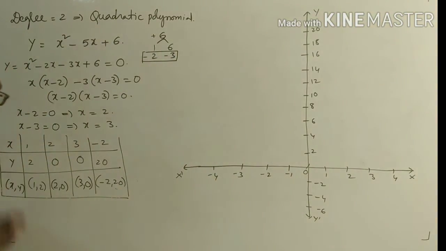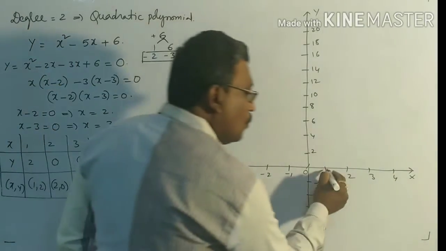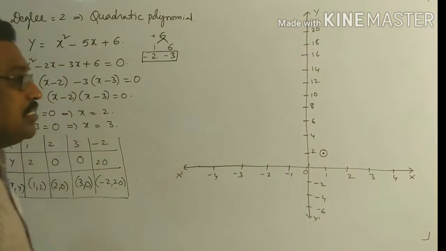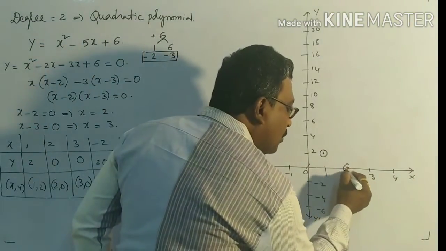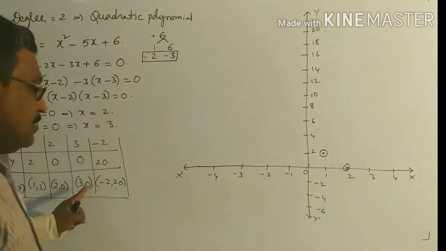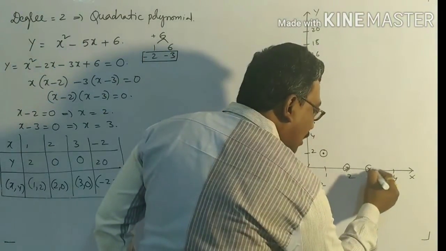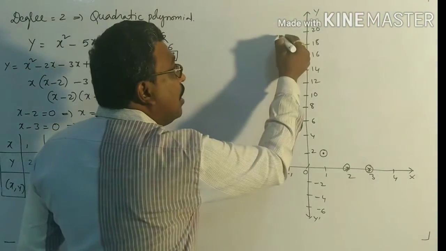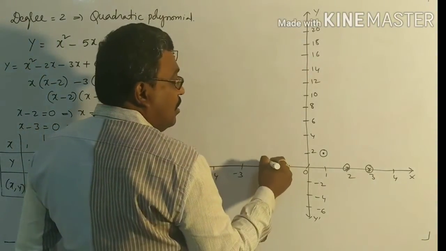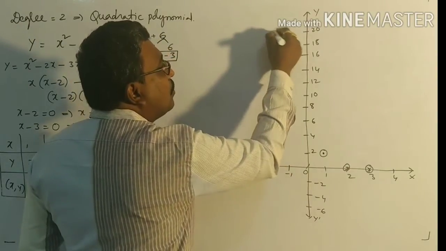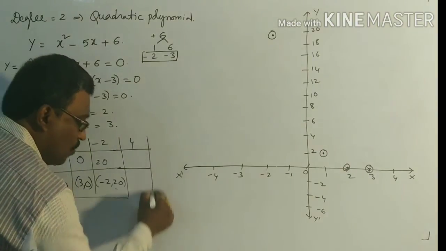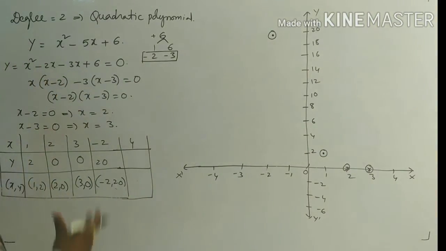Now I am locating the points: 1 comma 2. Next, 2 comma 0. Where will 2 comma 0 come? 3 comma 0. Minus 2 comma 20, like this. I'll take 4 also. Then the shape of the graph will come very clear.